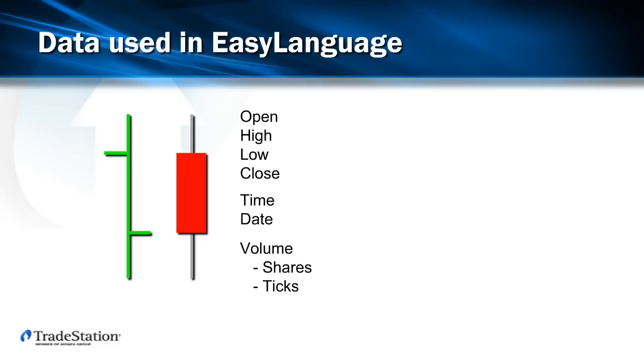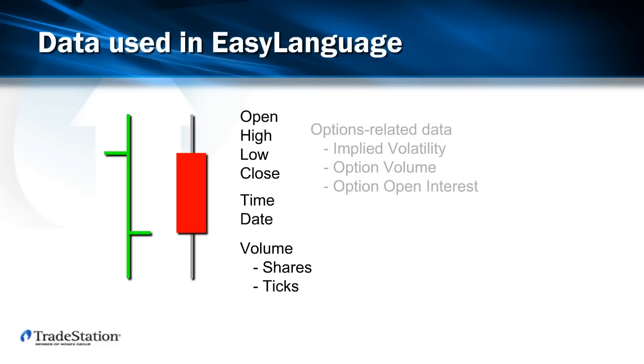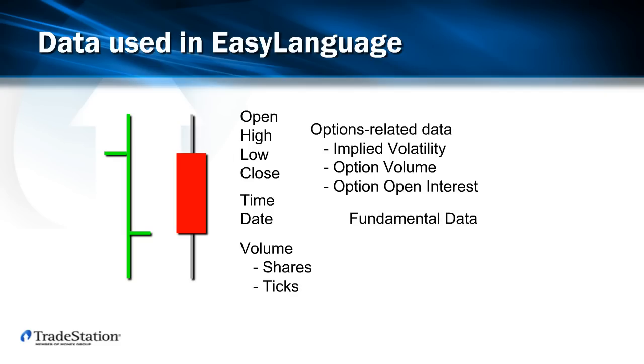We have volume, which you can reference as the number of shares traded or the number of ticks or transactions that occurred. You can access options-related data. If you're an options trader, this is very important because you're going to be able to access implied volatility, option volume, option open interest. If you base ideas on fundamental data, you have access to hundreds of fundamental data fields, and open interest on futures. So all these data points are available, but they're only applicable to the symbol that you're plotting.